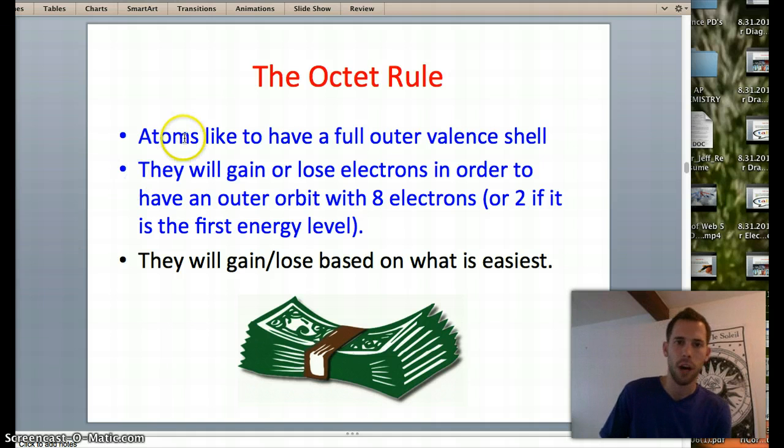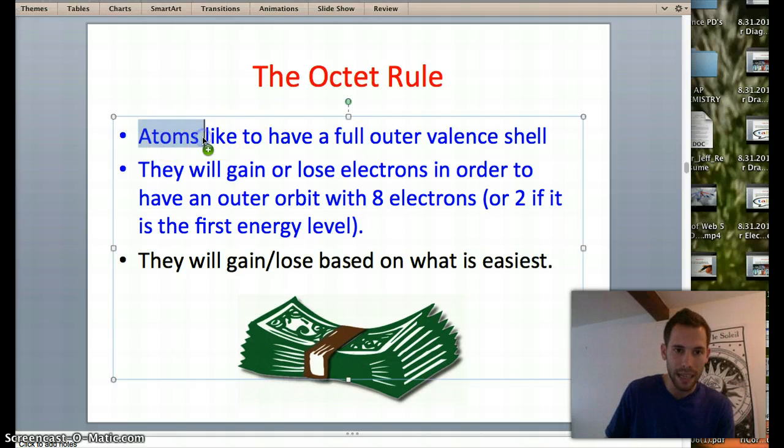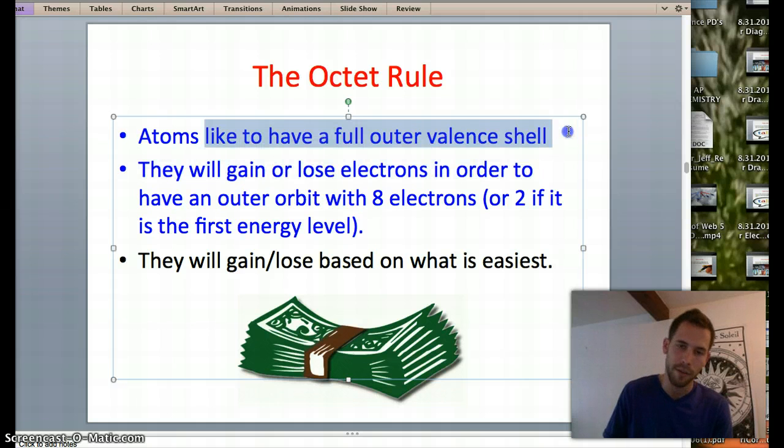Now, moving on, we have the octet rule, and the octet rule is extremely important to chemistry. It determines everything that happens in the world and how all reactions proceed. Atoms always like to have a full outer valence shell. So they never like to have less than their full amount.